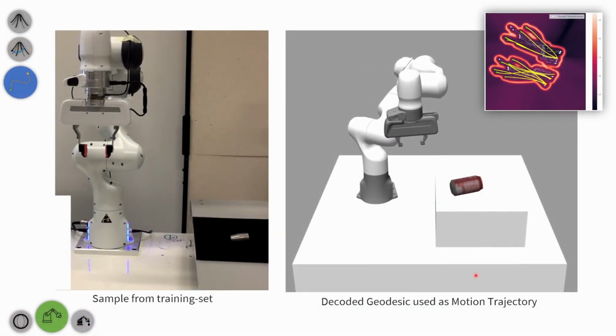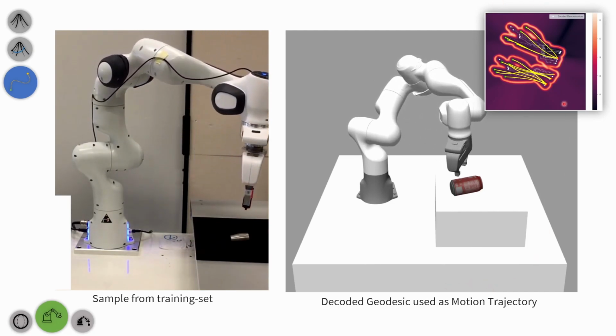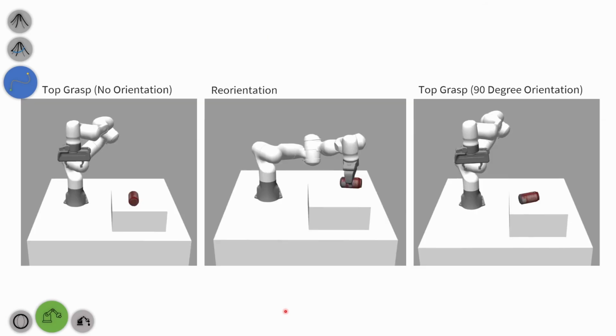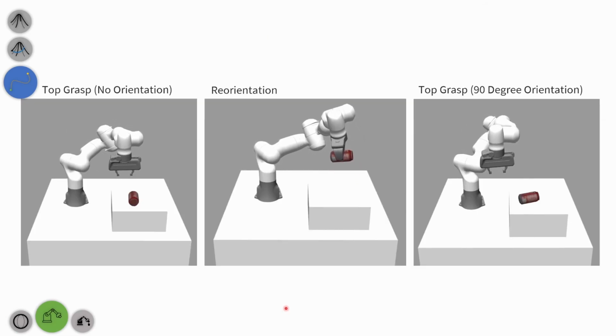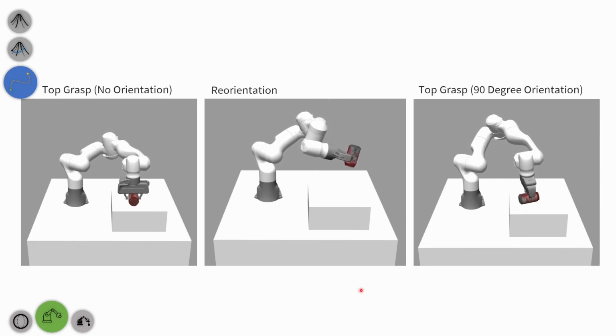Here you can see some examples on a real robot dataset. All these geodesics on the top right side will produce the same motion. On the right side you can see a simulated robot following a decoded geodesic in the ambient space. And here you can see more examples like reorientation and grasping from the top, with and without orientation.